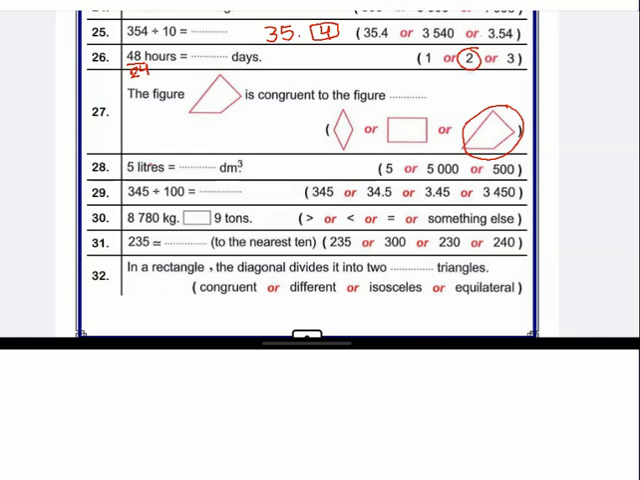5 liters equals dot decimeter cubed. We know that liter is the same as what? Decimeter cubed, the same. Please don't convert this number into a different number. Liter is the same as what? As decimeter cubed, so the answer will be 5.